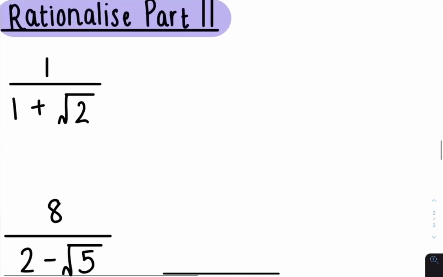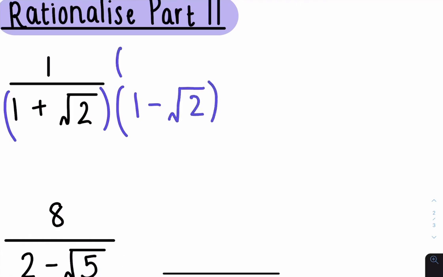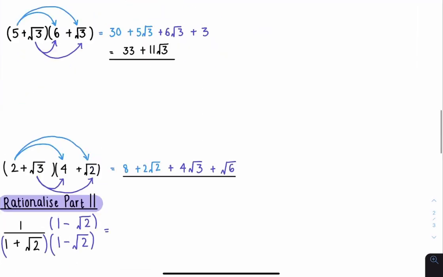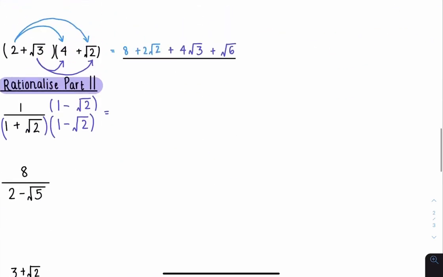So here, whatever you do to the bottom, you do to the top though. So I'm going to multiply this. I'm going to put brackets around it to make it clearer. I'm going to times the bottom by 1 minus root 2 and the top by 1 minus root 2. So with the denominator, I'm going to use the expansion from before. It just simplified to minus 1, right? So the denominator just becomes minus 1.